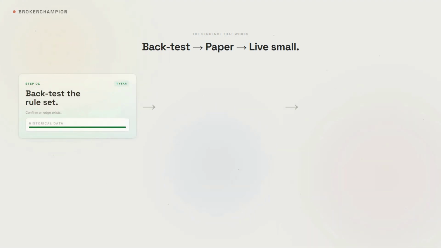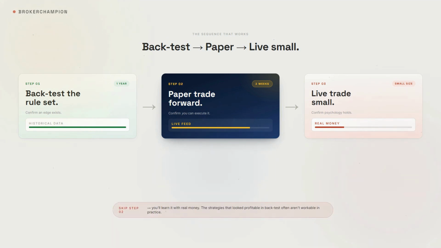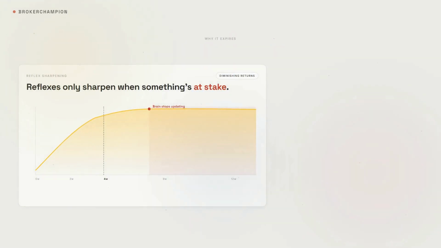The sequence that actually works. Backtest the rule set on a year of historical data to confirm there's an edge. Paper trade it forward for 2 weeks to confirm you can execute it. Then live trade it small to confirm the psychology holds. Skip the paper phase and you'll find out with real money that strategies which looked profitable in backtest are often unworkable in practice. Now, back to that 2 to 4 week window.